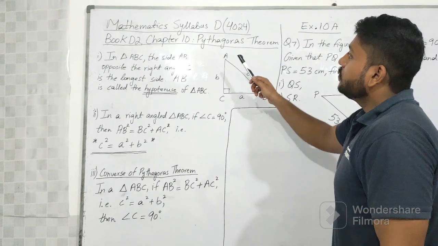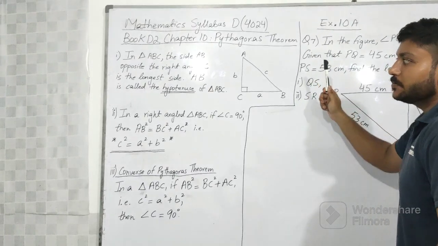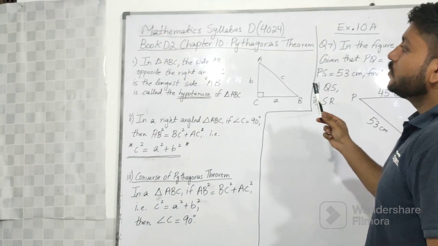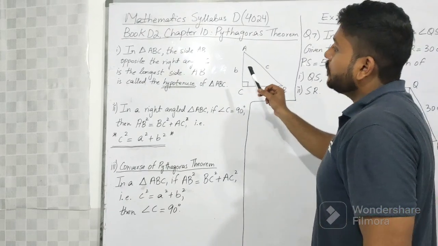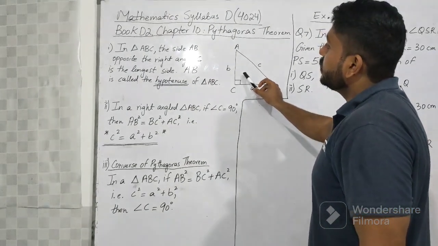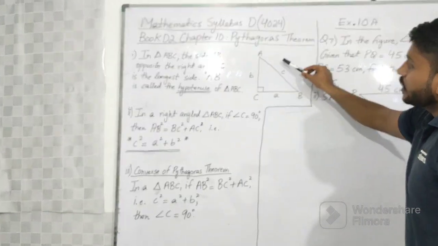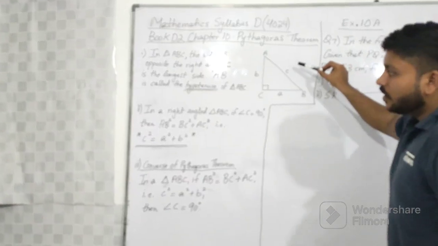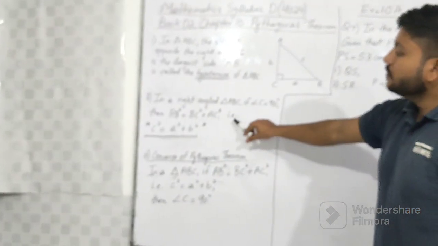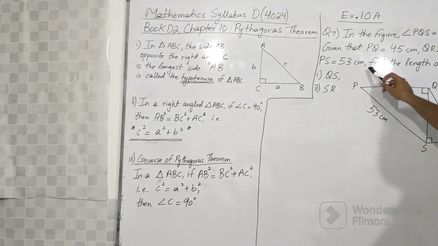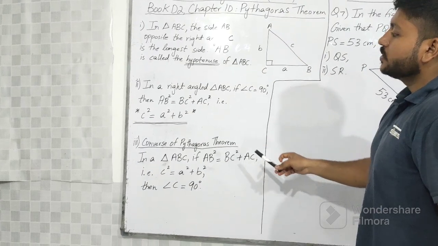Okay, so today's video will be regarding Mathematics Syllabus D, Book D2, Chapter 10, Pythagoras Theorem. The Pythagoras Theorem is mostly about a right angle triangle, where the 90 degree, the right angle triangle, the opposite side of this 90 degree is the longest side, which is called the hypotenuse. So we'll be doing this Pythagoras theorem. The first question is regarding that, and the second question regarding converse of Pythagoras theorem.